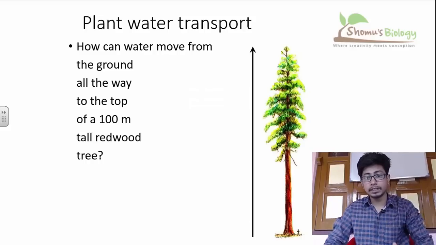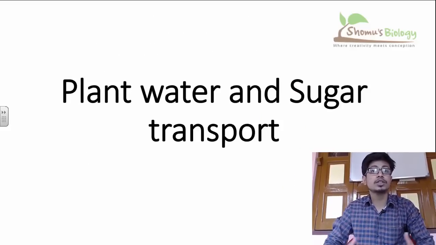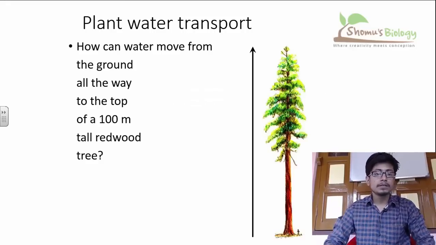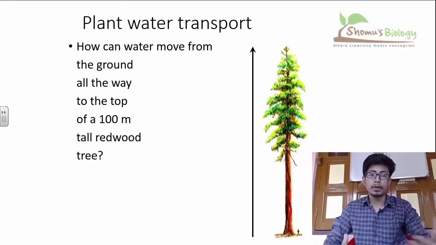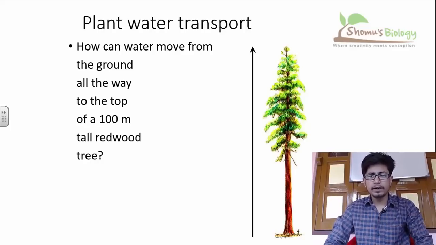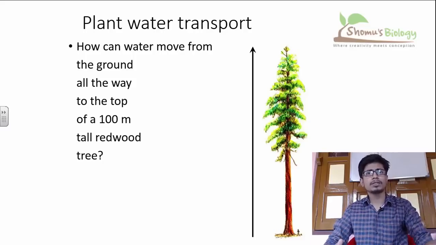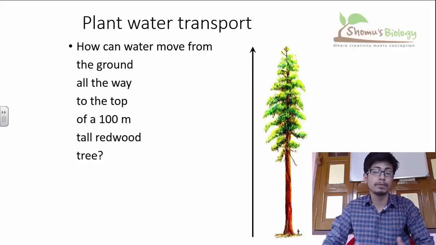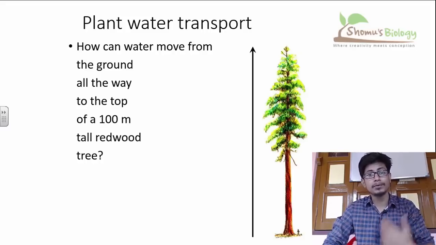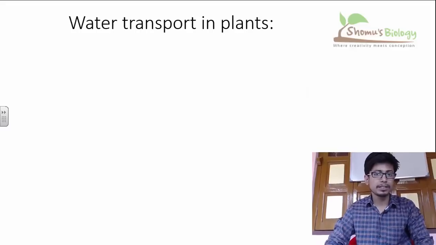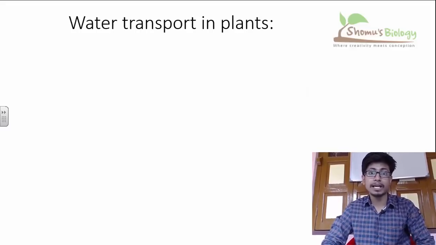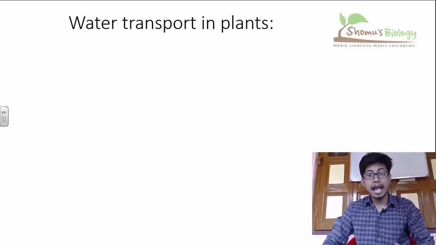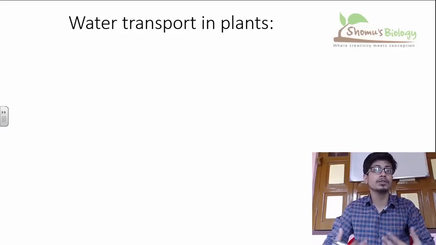So if we begin with that, the first thing we are going to talk about is water and sugar transport in plants. When I started the discussion of this whole topic, I told you it's very stunning how large trees like redwoods take up water from the soil and carry it up to 100 to 150 meter tall trees, over 300 feet. That's a very interesting thing to know. Now you will understand how they actually take water and nutrients up, as well as how they transfer the produced food, that is sugar, throughout the plant body.